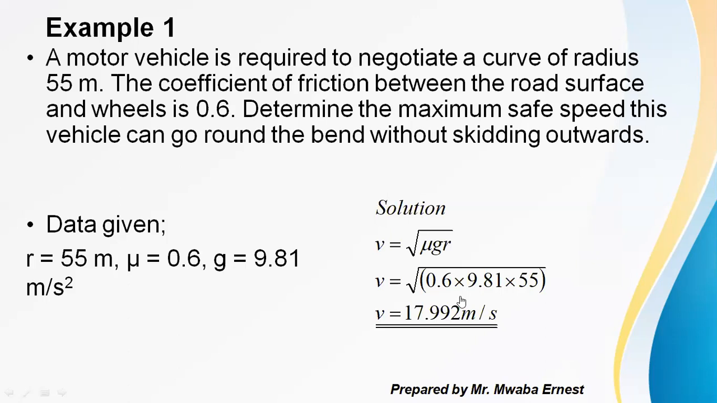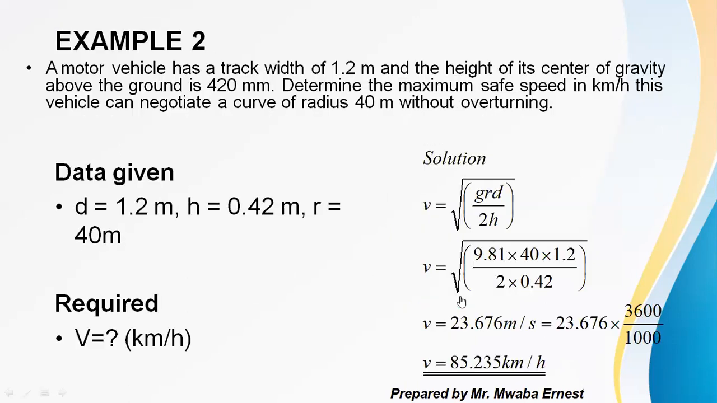Now we can take it a bit further. Let's look at the next example. Here we have a motor vehicle which has a track width of 1.2 meters. Then the height of its center of gravity above the ground is 420 millimeters. So determine the maximum safe speed in kilometers per hour. This vehicle can negotiate a curve of radius 40 meters without overturning.